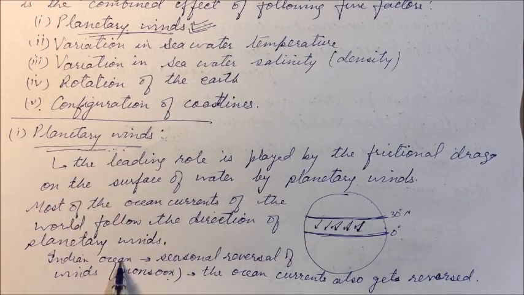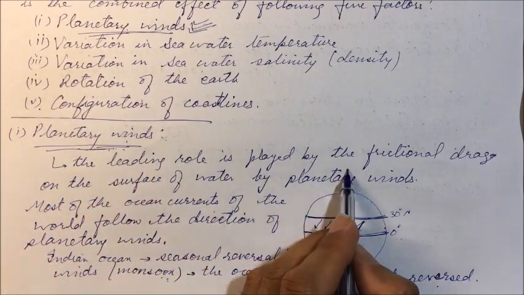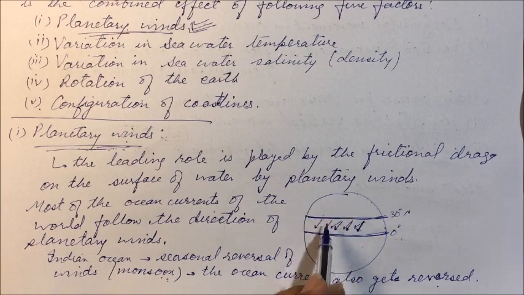Thus we can witness in the Indian Ocean that with the change in the direction of winds, that is the seasonal reversal of the winds, the ocean currents as well get reversed. So planetary winds are playing a very important role. They play the leading role in shaping the direction of flow of ocean currents.